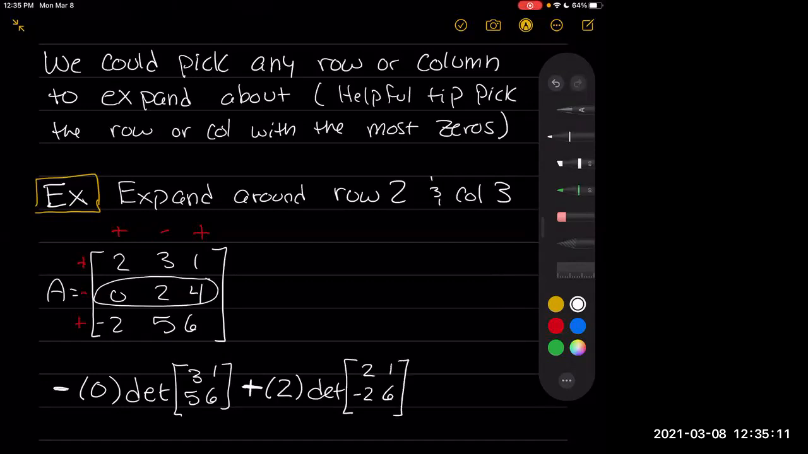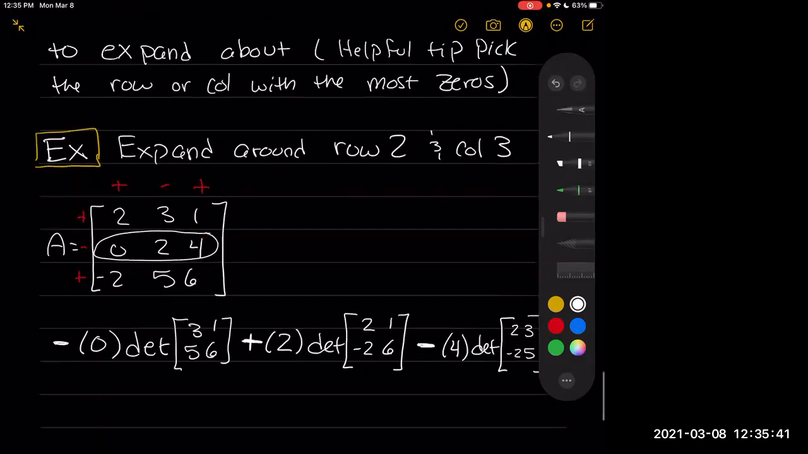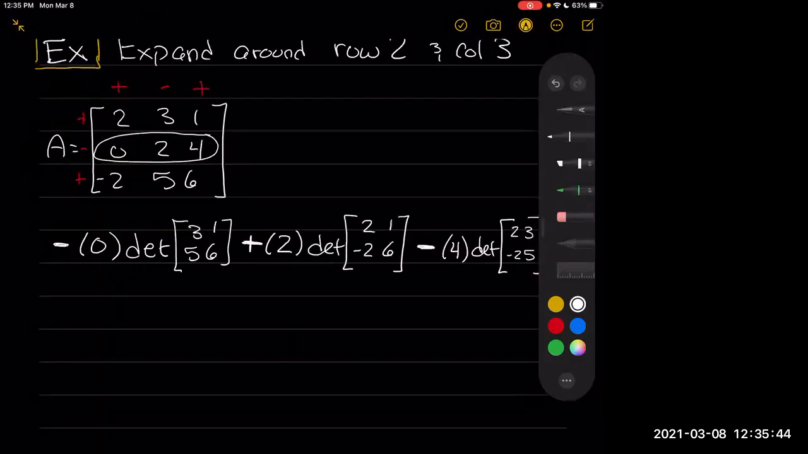And now for our last entry in the row, it's a negative 4. So we're going to write a negative 4 times our determinant of, and here if we were to cross out the row and column, we'd have a matrix 2, 3, negative 2, and 5. I'm sorry, it's getting a little cramped, but this is all of our terms. And now look at this bit here. We're multiplying by 0. So this whole thing just becomes 0. You don't have to worry about it anymore.